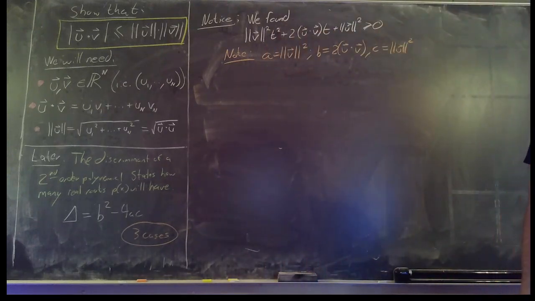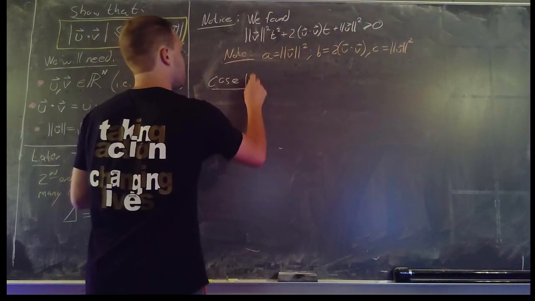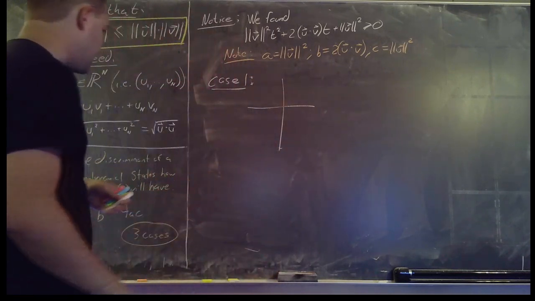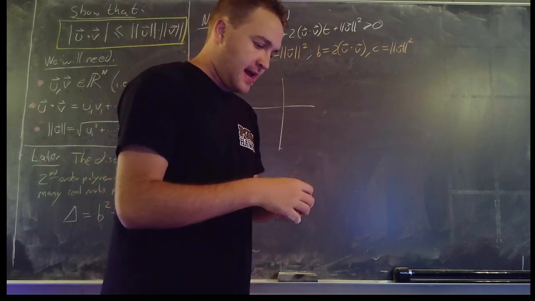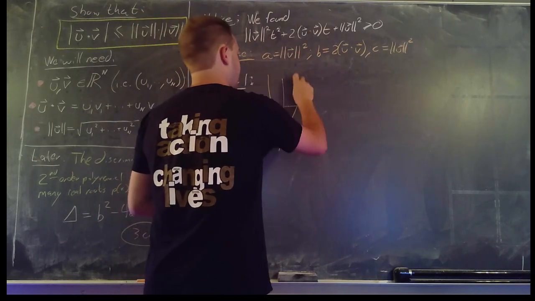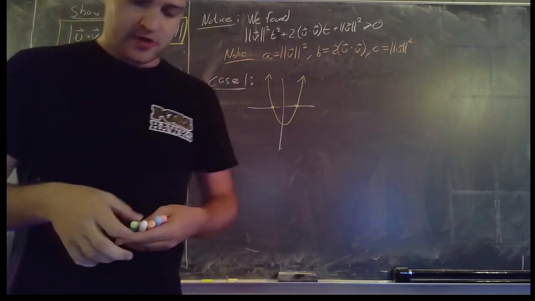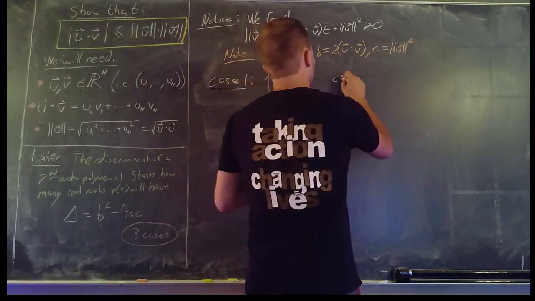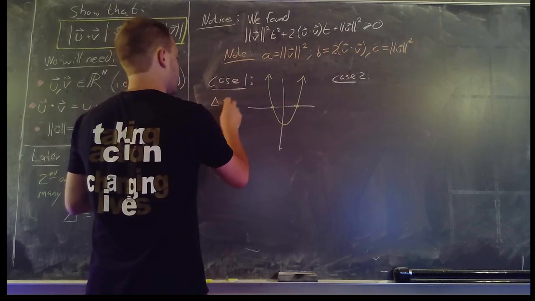and we need to recall that the discriminant has 3 cases, and I'll draw them very quickly. In case 1, we have the situation where the discriminant is positive. And the discriminant being positive means that the polynomial here at some point has to be negative. In other words, it crosses the x-axis at 2 particular places. In other words, there are 2 roots.